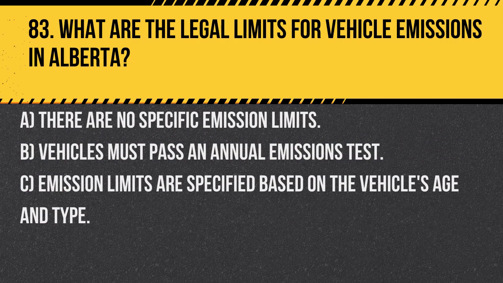stop. Question 83. What are the legal limits for vehicle emissions in Alberta? A. There are no specific emission limits. B. Vehicles must pass an annual emissions test. C. Emission limits are specified based on the vehicle's age and type. Answer: C. Emission limits are specified based on the vehicle's age and type. Regulations aim to reduce air pollution by ensuring vehicles meet specific emission standards.